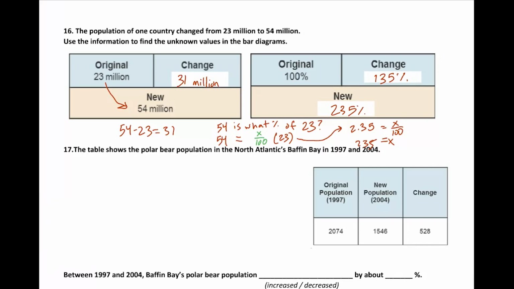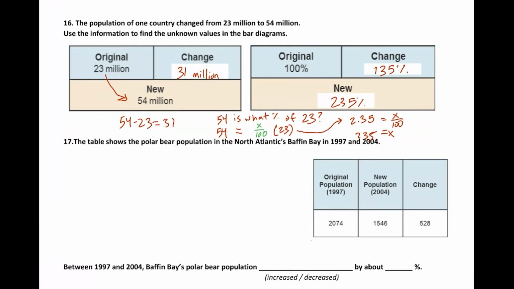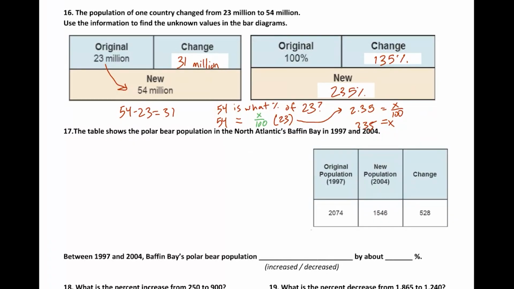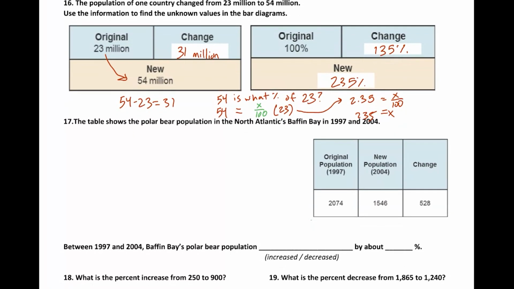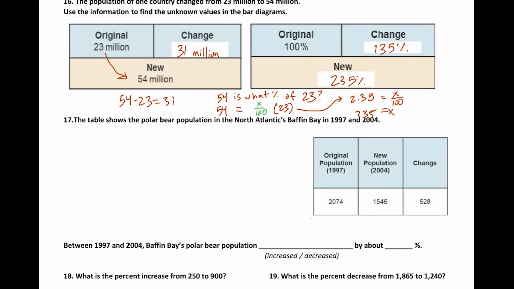Number 17 says the table shows the polar bear population in the North Atlantic's Baffin Bay from 1997 to 2004. Or not to 2004, but and 2004. And is there any question here? There's not. Oh, okay, it's down here. Sorry, I'm thinking, where's the question? Between 1997 and 2004, Baffin Bay's polar bear population, did it increase or decrease? Well, definitely went down, so it decreased. By what percent?